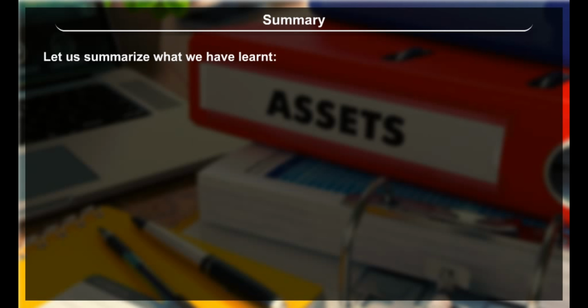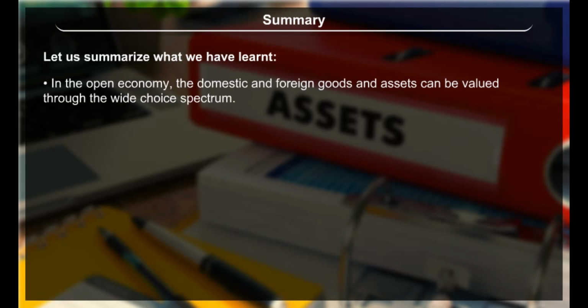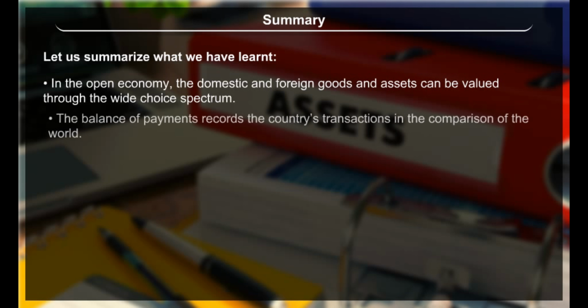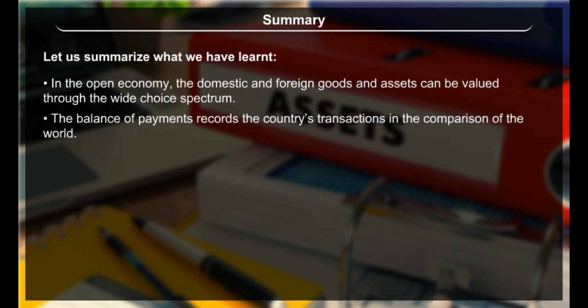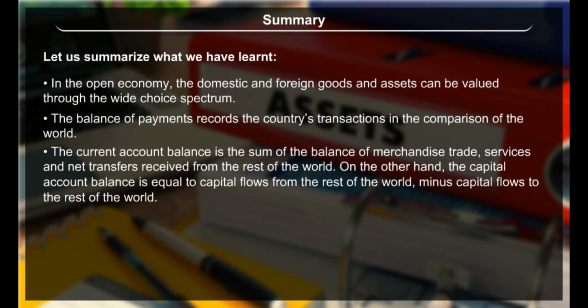Summary. Let us summarize what we have learned. In the open economy, domestic and foreign goods and assets can be valued through a wide choice spectrum. The balance of payments records the country's transactions in comparison to the world. The current account balance is the sum of the balance of merchandise trade, services, and net transfers received from the rest of the world. On the other hand, the capital account balance is equal to capital flows from the rest of the world minus capital flows to the rest of the world.